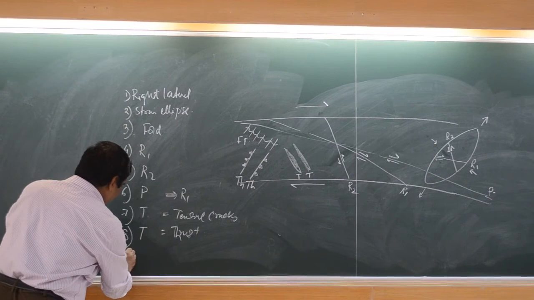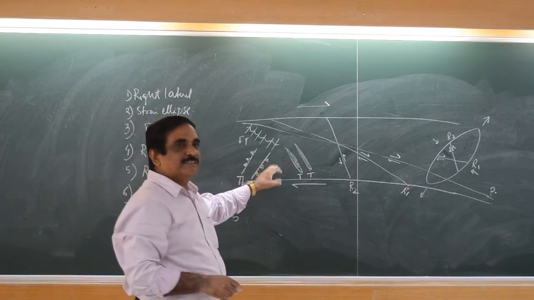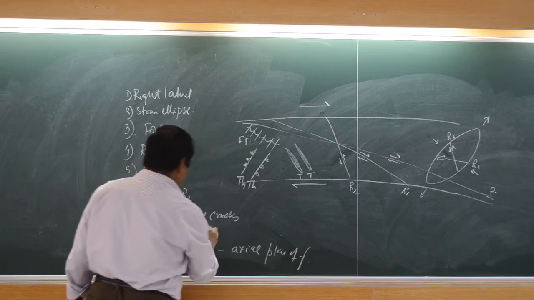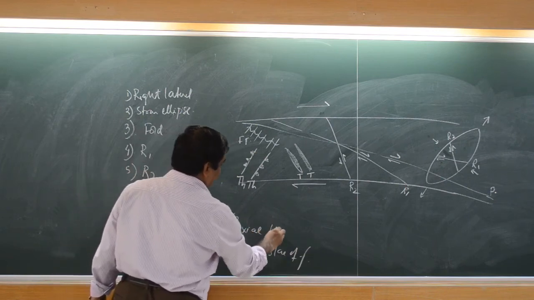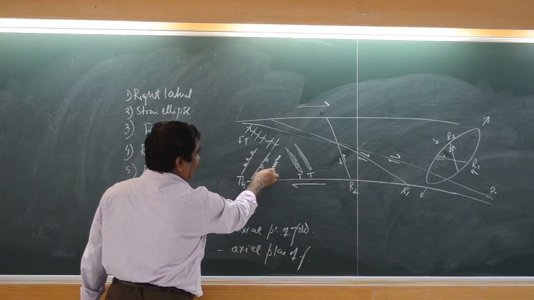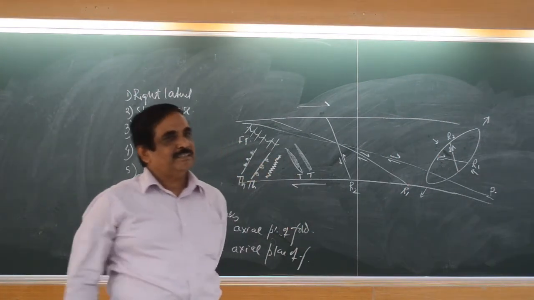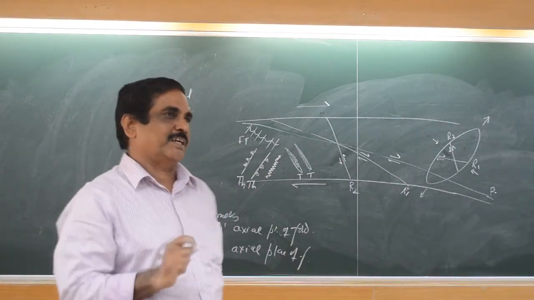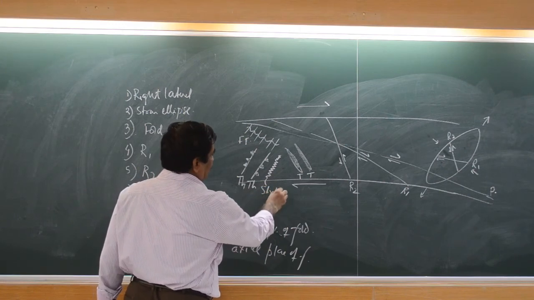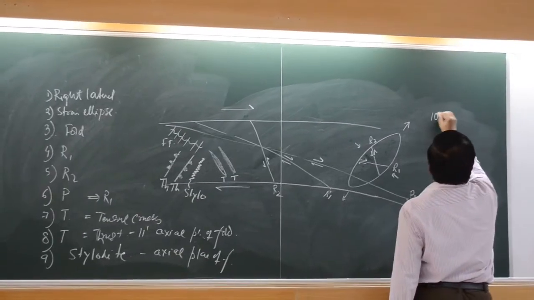Understood so far? Ninth one is what I had: stylolite. Stylolite will be parallel to the axial plane of the fold. Stylolite is parallel to the axial plane of the fold. Thrust is parallel to the axial plane of the fold. So stylolite will be like this. Have you seen stylolite, in the field, in limestone? Maybe not. Stylolites generally develop in limestone, in very sharp hinged folds. So this is stylolite. Understood? Then the tenth one.